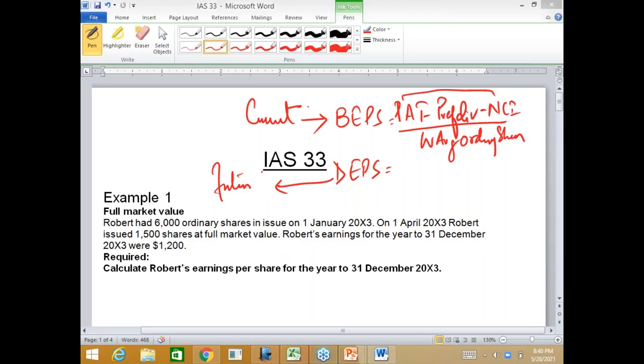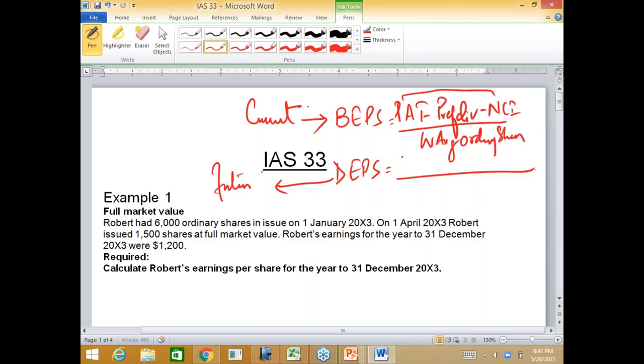NCI is shown in the income statement. NCI acquisition or reporting is actually related to the balance sheet. So we are talking about the share of the profit of NCI in the current year from the current year's income statement. NCI will be used only when we are calculating the EPS of a group.